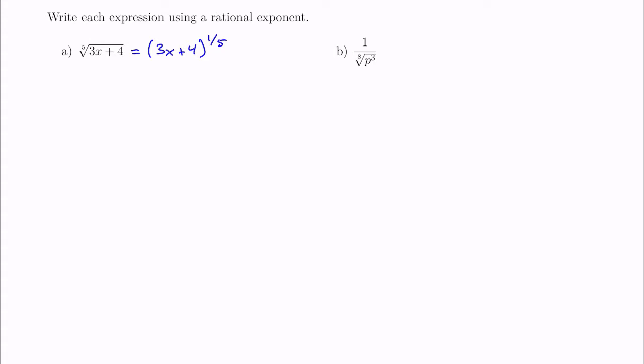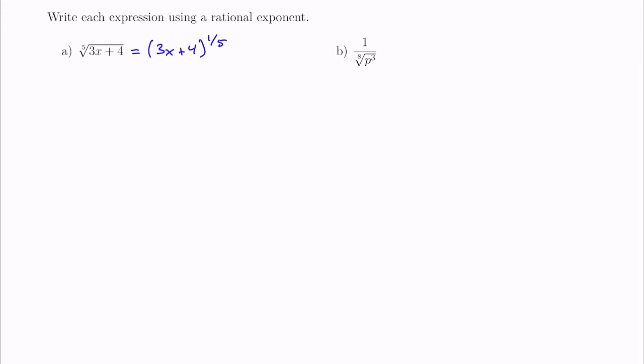As always with exponents, they only apply to what they're touching, what they are immediately next to. So when converting between the radical notation and the notation using exponents, you need to make sure your exponent still applies to everything that the radical originally applied to.